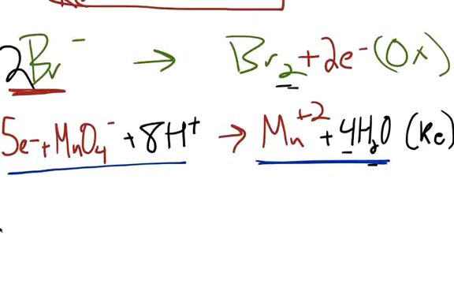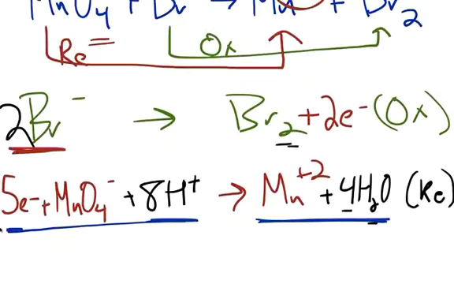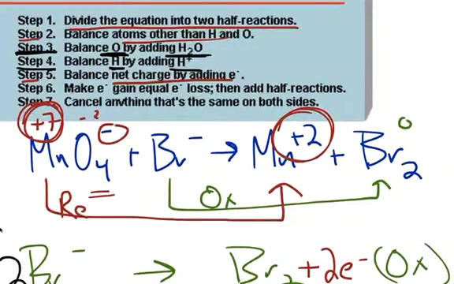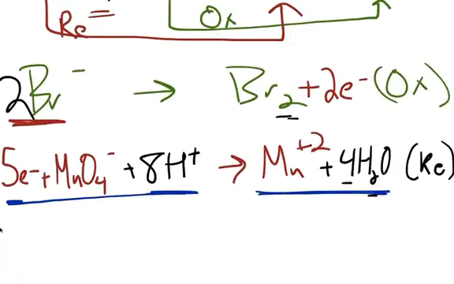This side's easy. Overall, it's a +2. This side we have -5, -1, that's -6, and a +8. So that is a +2 as well. Okay, so they balance. Now, if we go back to our rules, we need to make the gain and the loss of electrons equal, and then add our half reactions.